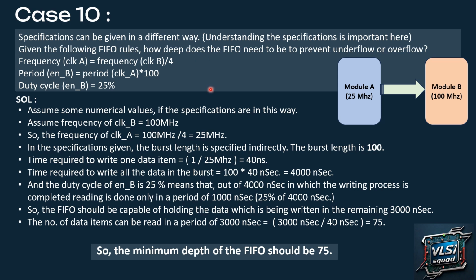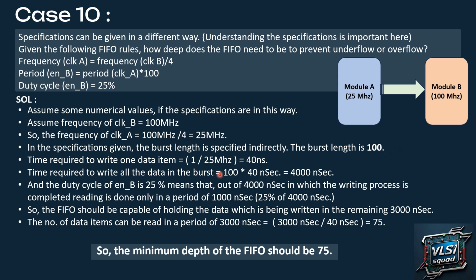So now let's assume some numerical values to solve this problem. Let's assume the frequency of clock B, that is the reader frequency, as 100 MHz. According to this equation, the frequency of clock A, that is the writer frequency, will be 1 by 4th of the reader frequency, that is 100 MHz by 4, that is 25 MHz. He has also given the burst length indirectly. From the second equation, we can understand that the burst length is 100. So 100 data items is the burst length. This is given indirectly, and we have to understand this.